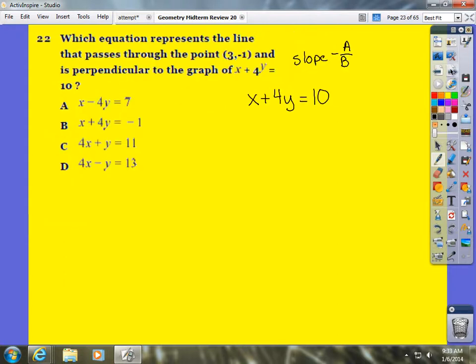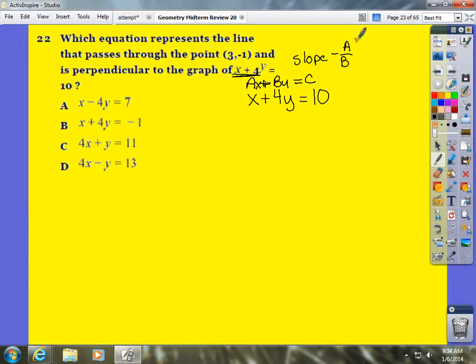Which equation represents the line that passes through the point (3, 1) and is perpendicular to the graph of x + 4y = 10? On this test, they give you this in AX + BY = C format. In the past, we always changed it over to y = mx + b, but we're going to go ahead and keep it as x + 4y = 10.